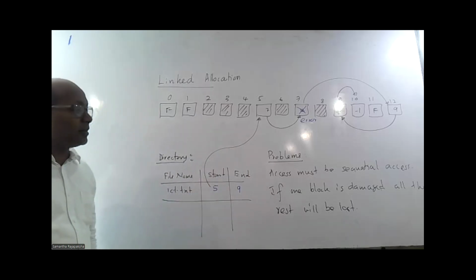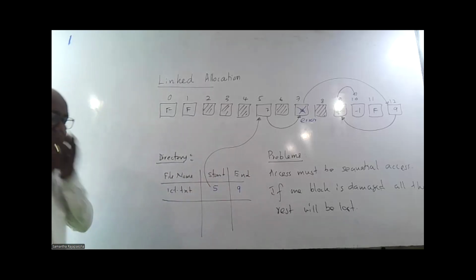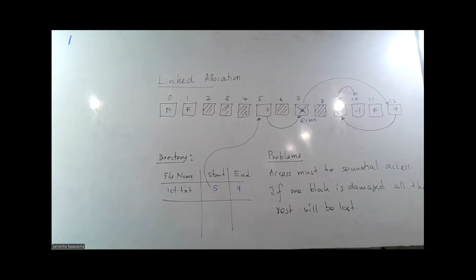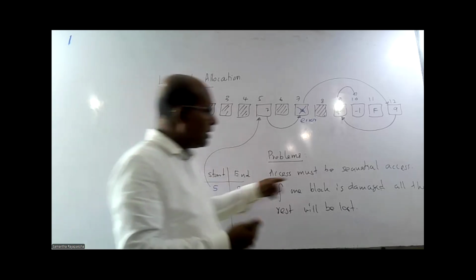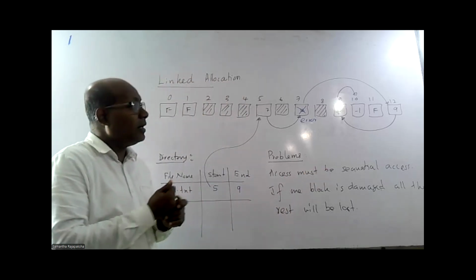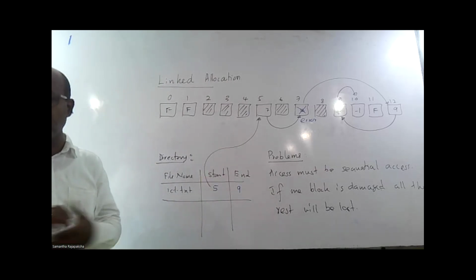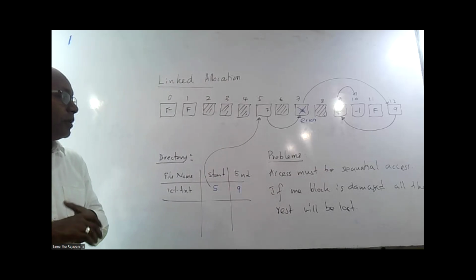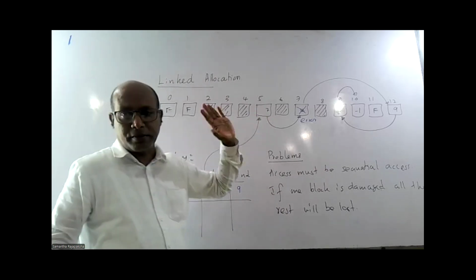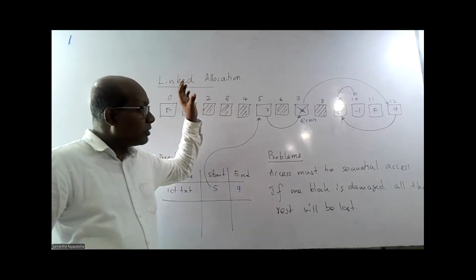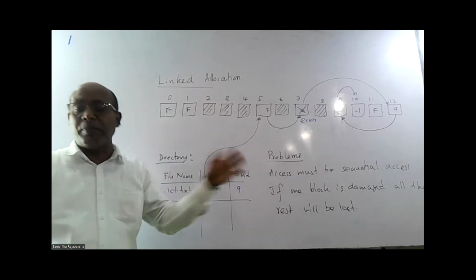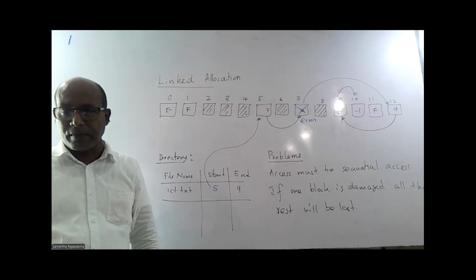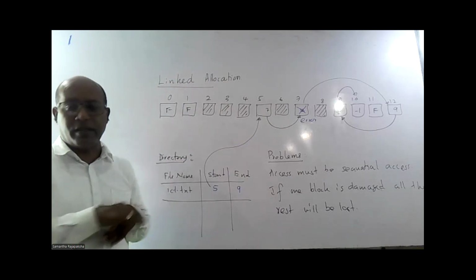This is the access must always be sequential access, and if one block is damaged, everything is lost. That is the problem. How do we solve that one?